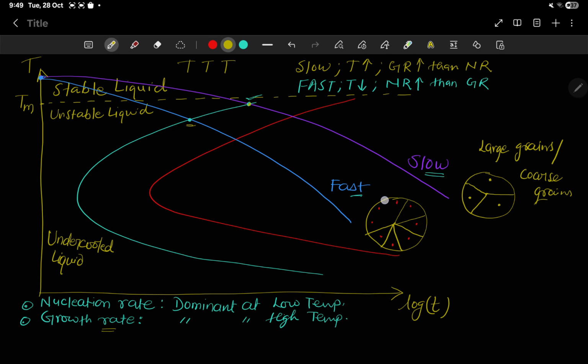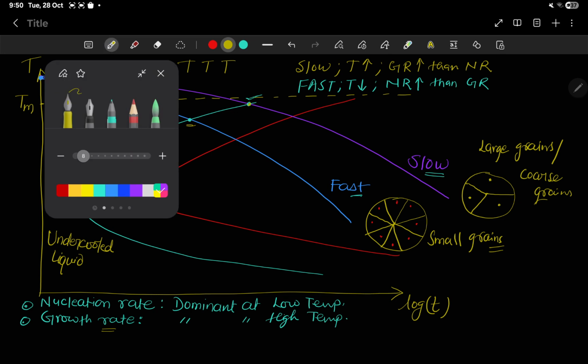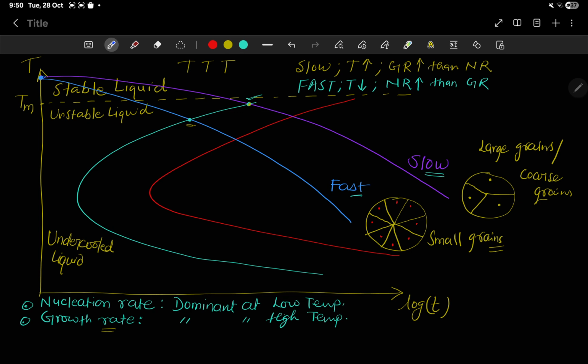So you can see, as the volume of the domain is constant, so we will get smaller grains in fast cooling, okay? So we will get small grains in fast cooling. Now let's take a third case, okay? Which color should we take? Let's take this color.